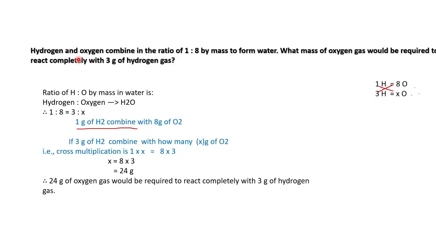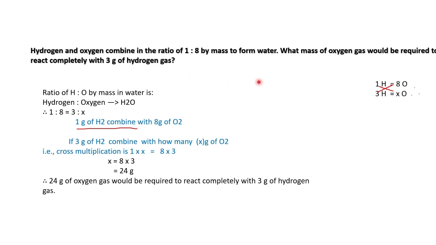Hydrogen and oxygen combine in the ratio of 1:8 by mass to form water. What mass of oxygen gas would be required to react completely with 3 grams of hydrogen gas? We know water is a combination of hydrogen and oxygen. When we take 1 part of hydrogen, it reacts with 8 parts of oxygen to form water. If we take 3 parts of hydrogen, how much oxygen should be taken?